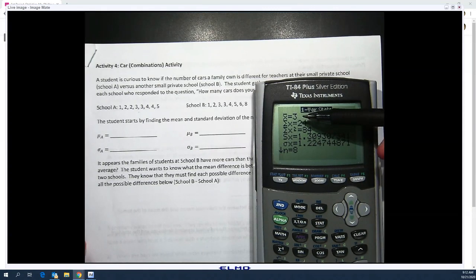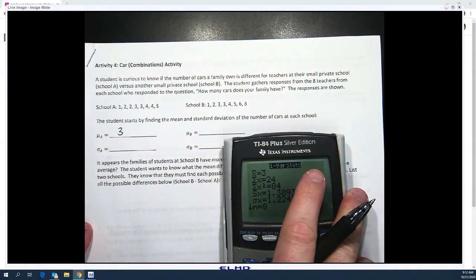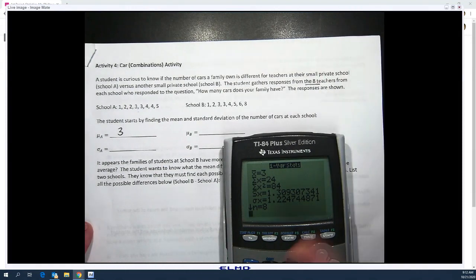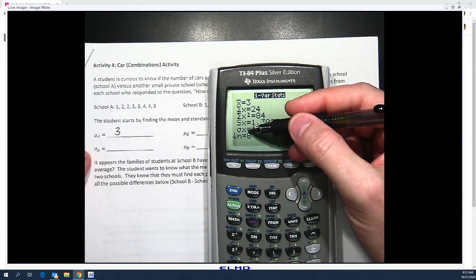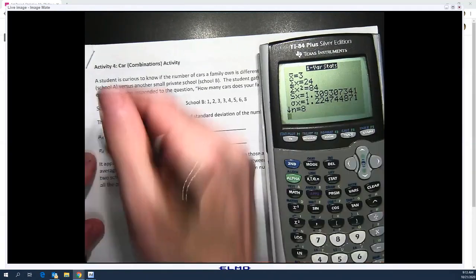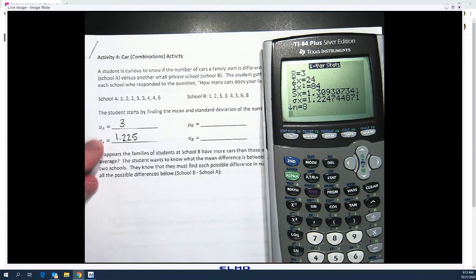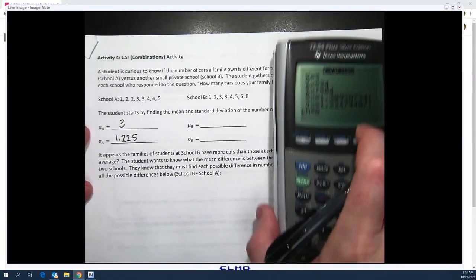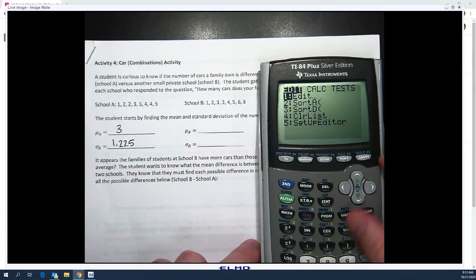But our mean is 3. You'll notice we're using mu here, and presumably that's because it's the 8 teachers. It's all 8 teachers at that private school. So they only have 8 teachers at that private school. And then sigma is, again, we're using a parameter here. The population standard deviation is 1.225. And you really do want to get in the habit of recognizing why we're using mu and sigma instead of x bar and s of x, because these are all the teachers at that school. It's a population.